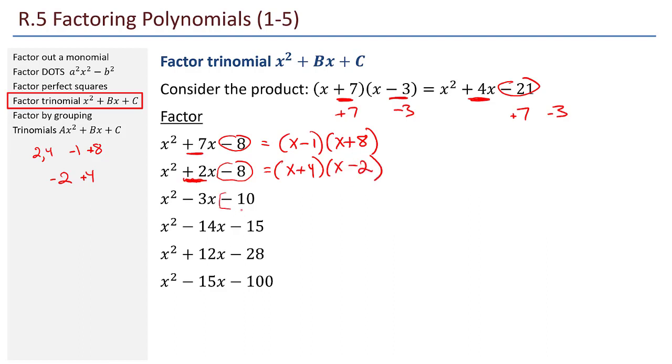All right, next problem. I need a negative 10. So 5 and 2 give me 10. The product of 5 and 2 is 10. Can I somehow work out a 5 and a 2 to get negative 3? Yeah, if I have a positive 2 and a minus 5, that'll give me a negative 3. So I can write x minus 5, x plus 2.